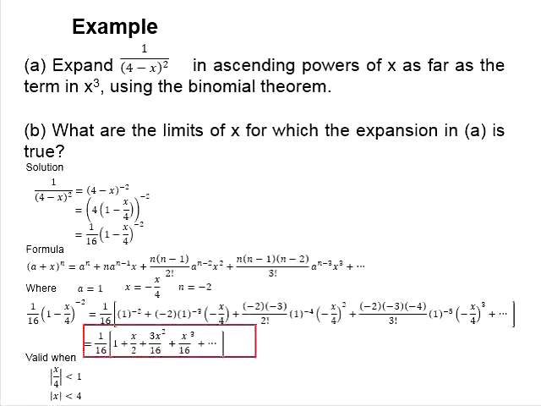This expansion is valid when the term x here is between the range of -1 to 1, which can be rewritten in the form of modulus x per 4 less than 1, which after rearranging, you will get modulus x has to be less than 4.